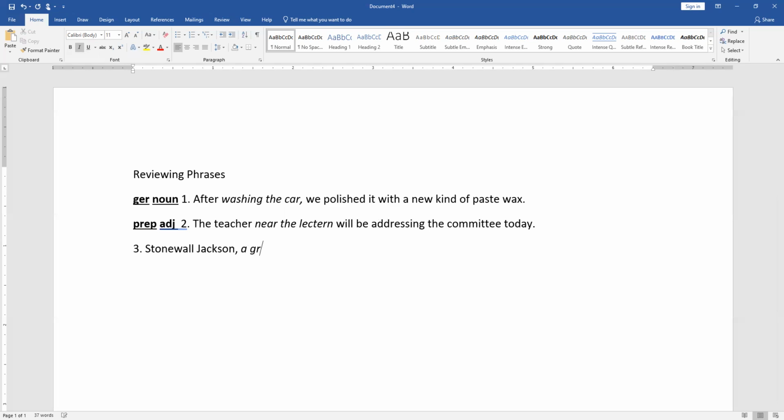What about this number 3? It's a what? It's an appositive. Yep. And appositives are always what? Yep. Every time. So an appositive is always a noun, just like a gerund is always a noun. Yep.